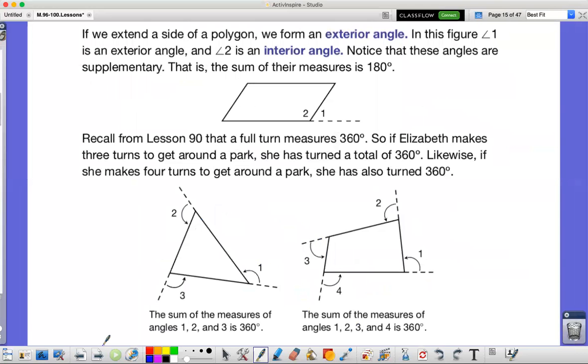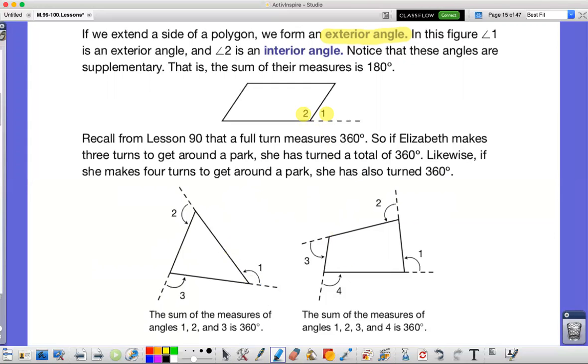Let's look at a couple more examples here. If we extend a side of a polygon, so let's say we're looking at this, if we extend the side of a polygon, we can form an exterior angle. In this figure, angle 1 is an exterior angle. You can see angle 1 is an exterior angle, and angle 2 is an interior angle.